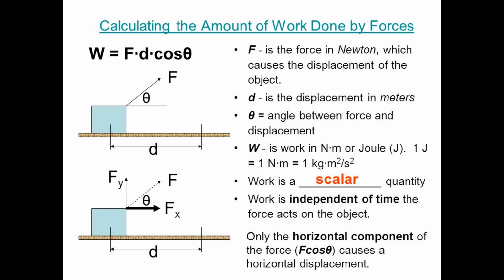So 1 joule is the same as 1 Newton meter, or if you do it in SI units, because newtons, F equals MA, M will be in kilograms, A is measured in meters per second squared, but because you're multiplying by meters, you have m squared. So work done or energy is 1 kilogram multiplied by meter squared divided by s squared.